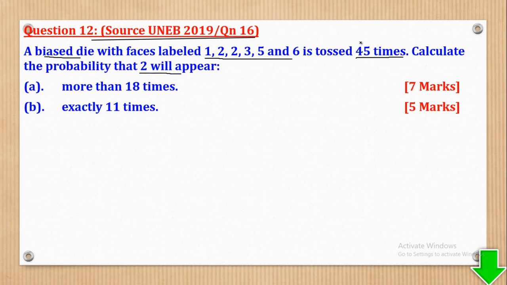Now this 45 is n, meaning it is a binomial distribution. But you must realize that this n is greater than 20, meaning we have to approximate to normal. So always when n is greater than 20, you must remember that you have to first approximate to normal distribution, then you can standardize, after which you can get the probability.